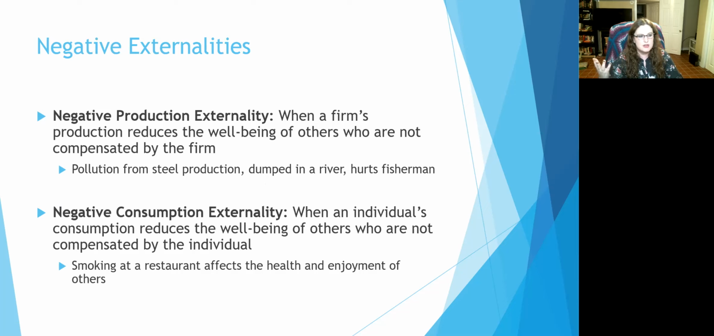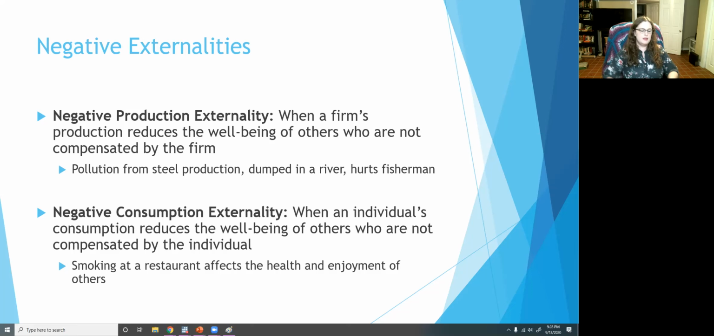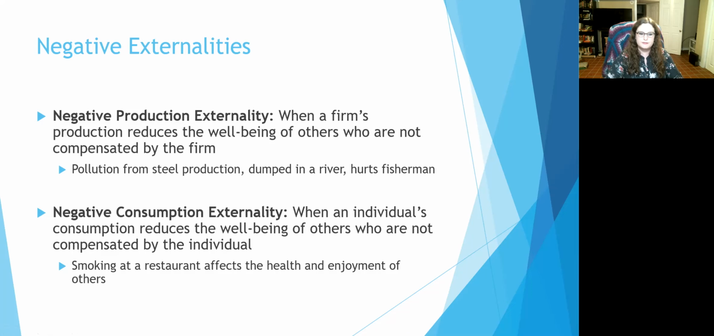So I already told you that these are costs that are borne by other people, but what I didn't tell you is that they come in two different forms. The first is negative production externalities. So negative production externalities is when I'm producing something and I'm giving a cost to someone else. For example, I'm producing steel and I dump some of the pollution into the river and it hurts the fishermen. That's not a cost that I deal with. Let me show you what that looks like on a graph.